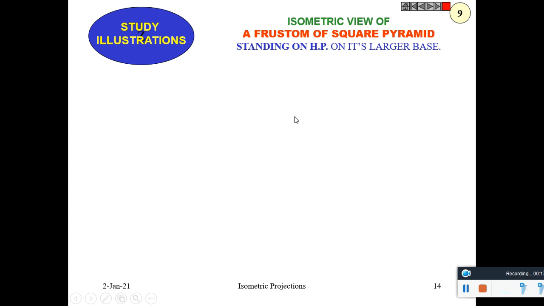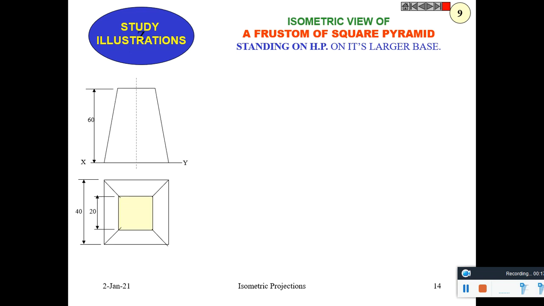Isometric view of a frustum of square pyramid standing on HP on its larger base. So this is the front view and top view of the frustum of a square pyramid. Its base is square and its top is also square. Base side 40 and top side 20. Its height is 60 millimeter.